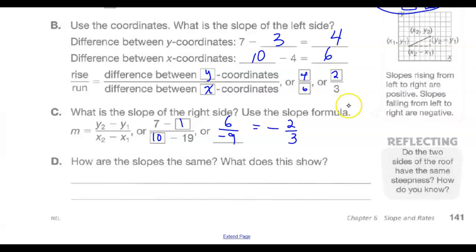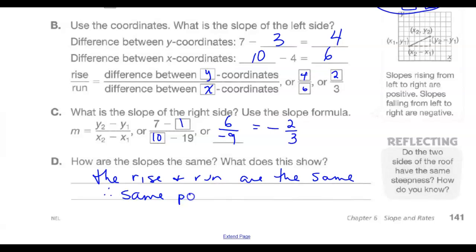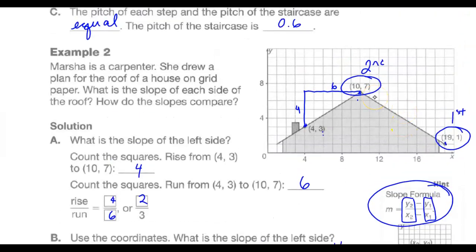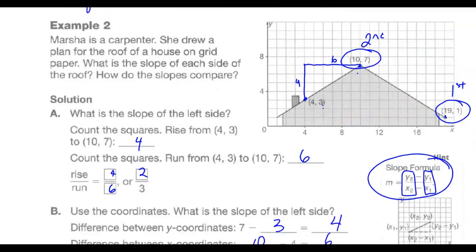So notice how there's some similarities. What are the slopes? How are the slopes the same? So the rise and run are the same. Okay, so therefore same pitch. It's just that this right-hand side is negative. And typically in application, we won't even consider that to be negative if it's not on a grid. But this is on a grid, so we have to keep that negative there.